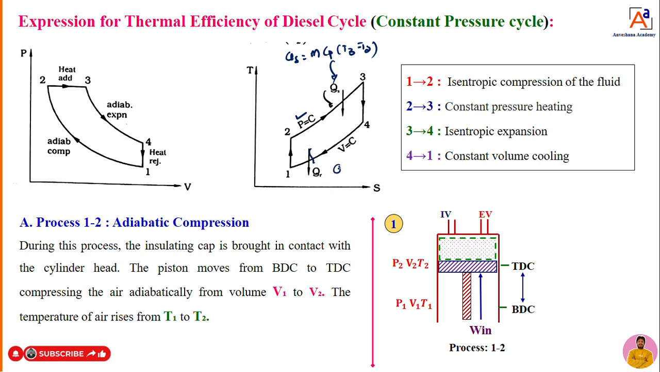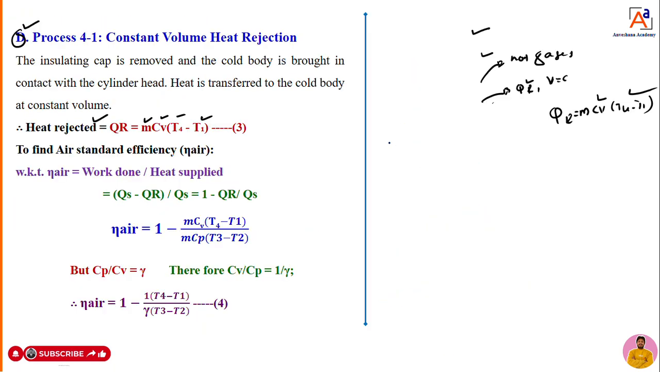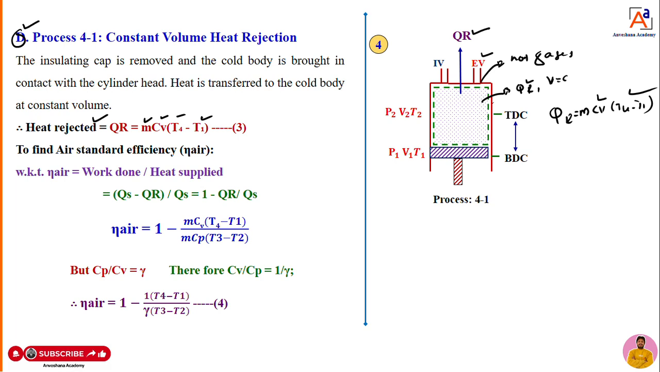Here the heat is getting rejected. How to calculate that heat rejection? QR is equal to, at what condition is heat getting rejected? At constant volume. So instead of CP, I have to write CV, because the heat is getting rejected at constant volume. That is m CV into delta T. What is the highest temperature? T4. So T4 minus T1. So heat supplied and heat rejected. The same equation I have written here, dear students. So QR is equal to m CV (T4 minus T1).